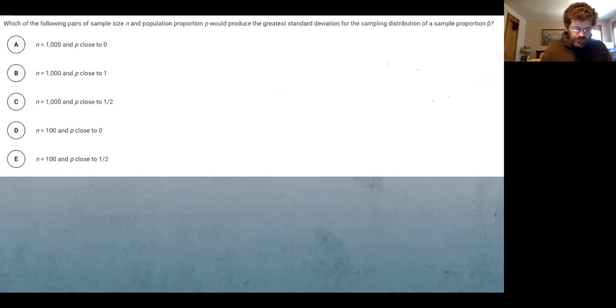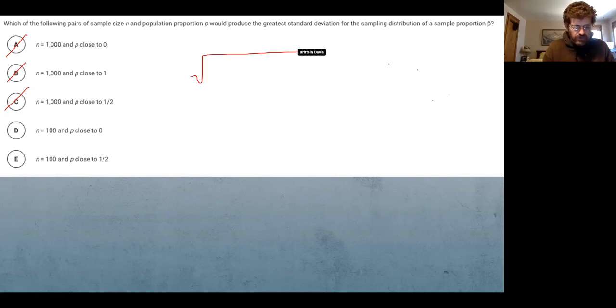So let's kind of think through this. The first thing we know right off the bat is that a smaller sample size will give us more variability. So I'm going to cross these three off. It's got to be the smaller sample size. But now the question is, does a probability close to 0 give us wider standard deviations, or does a probability close to 1/2 give us wider standard deviation? And you might not know this one off the top of your head. So here's what we can do.